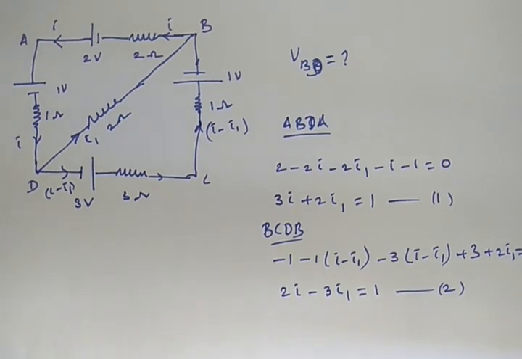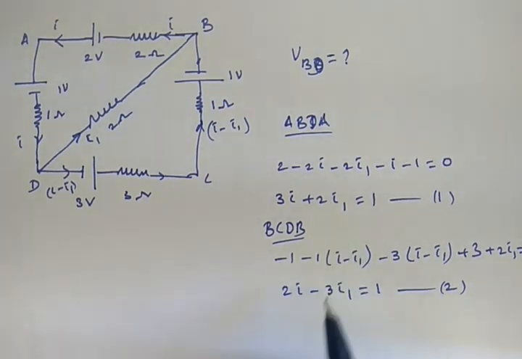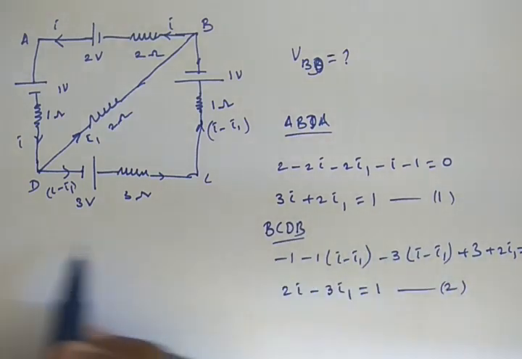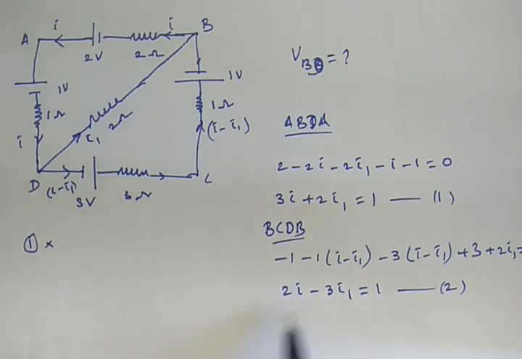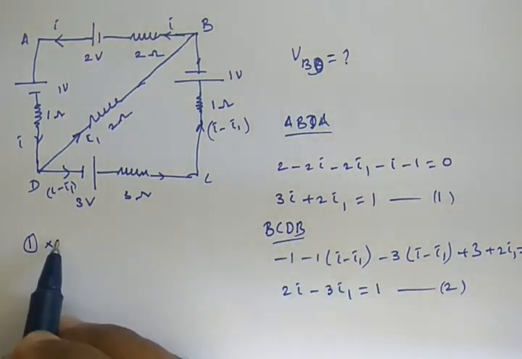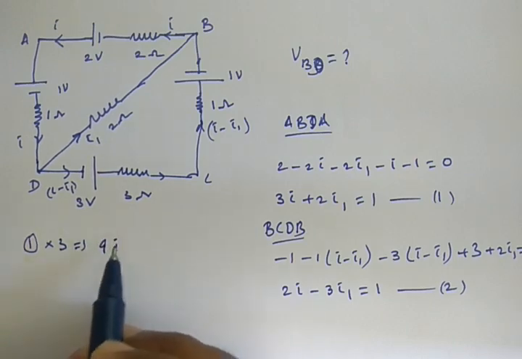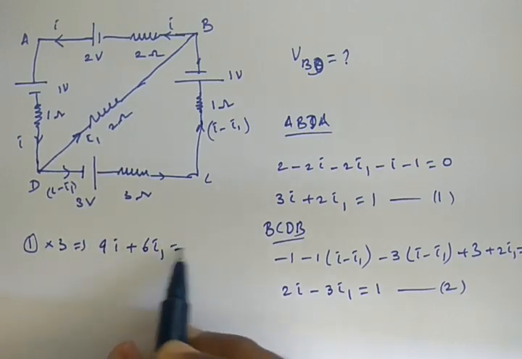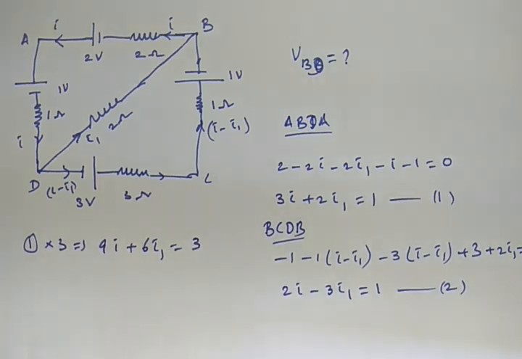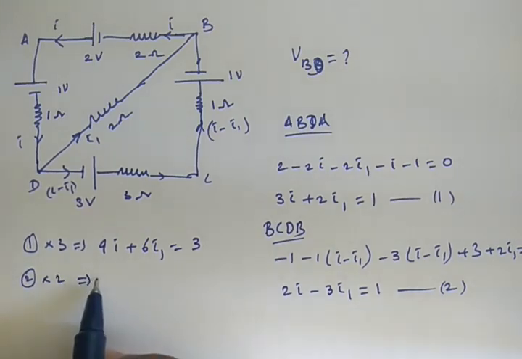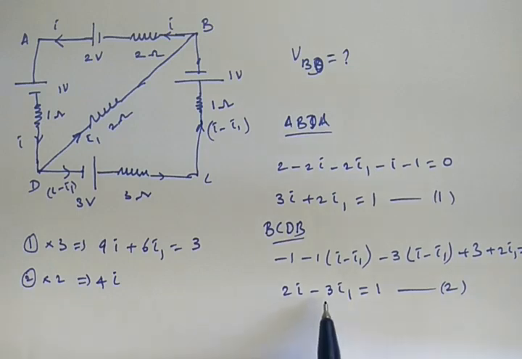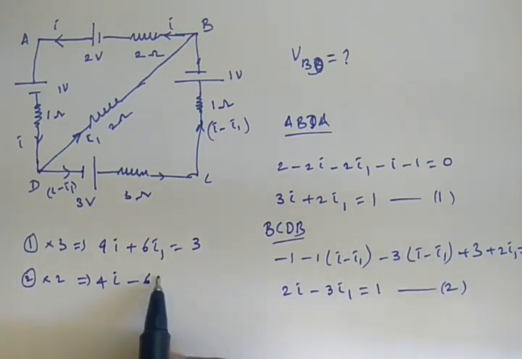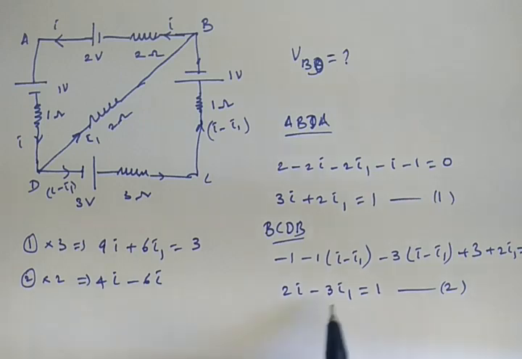Now once you solve equations 1 and 2, let us multiply the first equation by 3, that implies 9I plus 6I1 equals 3, and let us multiply the second equation by 2, that implies 4I minus 6I1 equals 2.